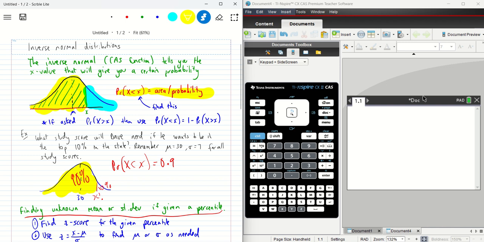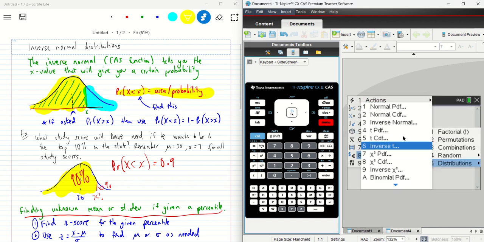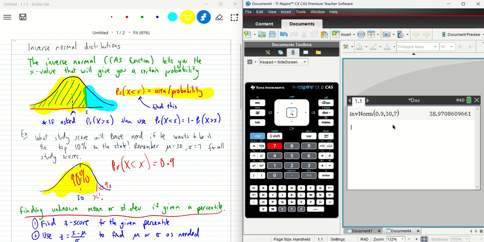So we just use the calculator. It's just the inverse normal function here. We go menu, probability, distributions, and inverse normal. What it asks us for is the area. Remember, the area is less than, so it's 0.9. Our mu is 30. Our standard deviation is 7. This is going to tell us the X value that will give us 90% area below. And so that is 38.97.